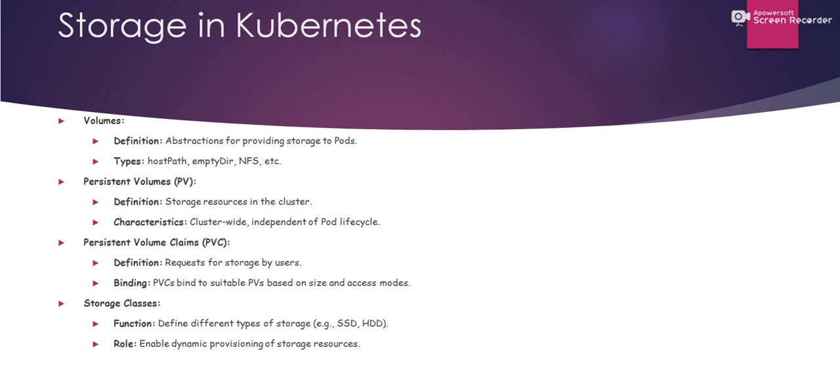Kubernetes handles storage through a layered approach. Volumes provide storage specific to pods, like hostPath or emptyDir. Persistent volumes, PV, are cluster-wide resources for long-term storage. Persistent volume claims, PVC, allow users to request storage dynamically. Storage classes define the characteristics of storage, such as SSD or HDD. These features make Kubernetes highly adaptable for applications with varying storage needs.